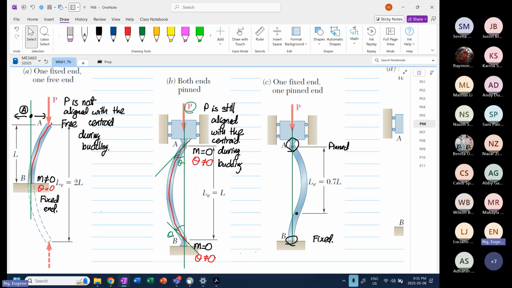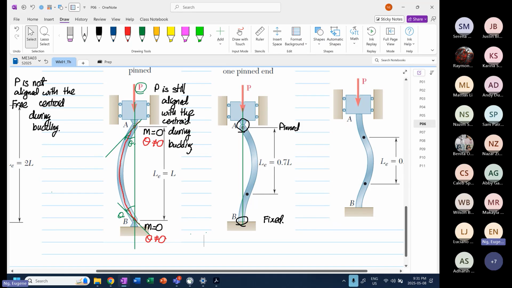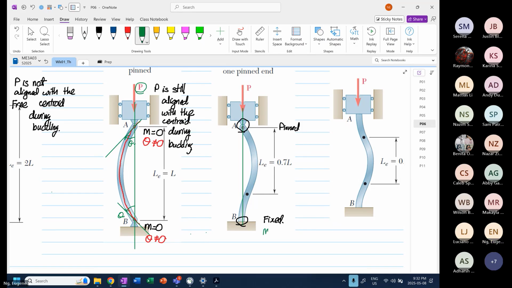Now, if you don't look at the diagram, how do you know whether it is fixed or pin? Where it's fixed, moment at point B is not equal to 0. At pin, moment is equal to 0.